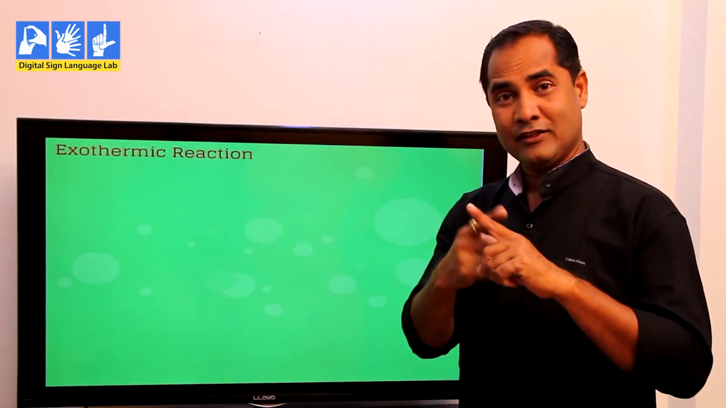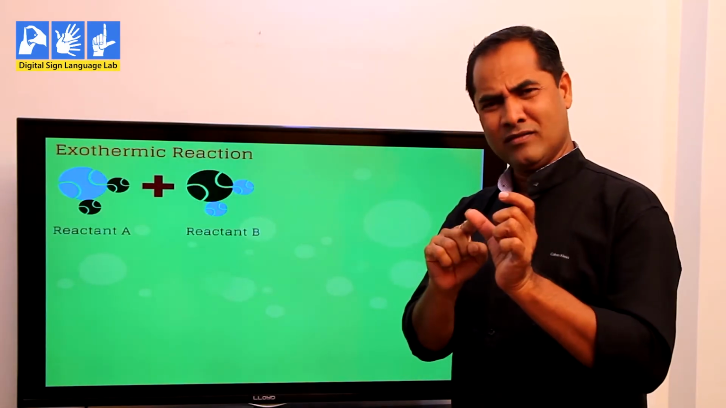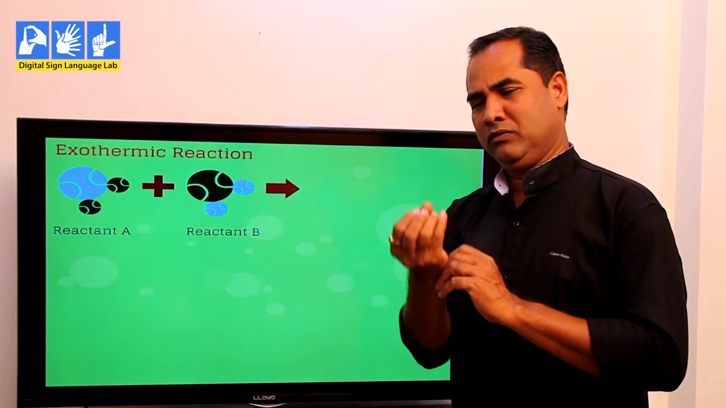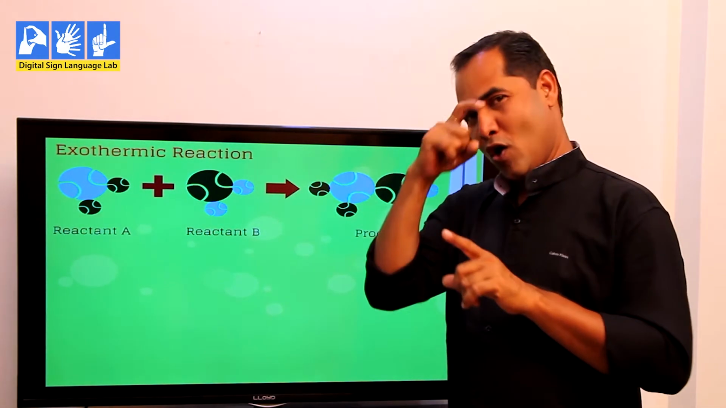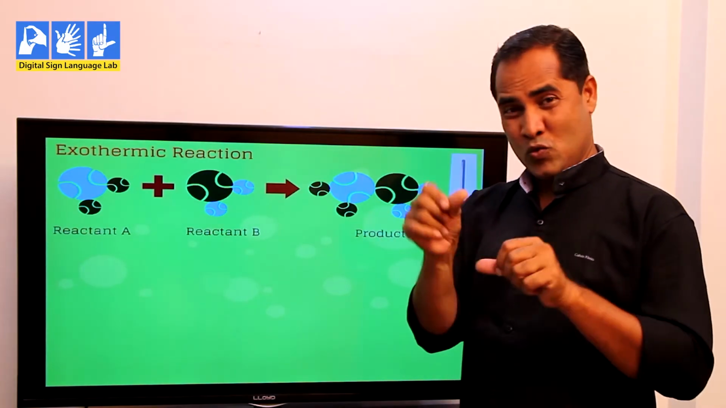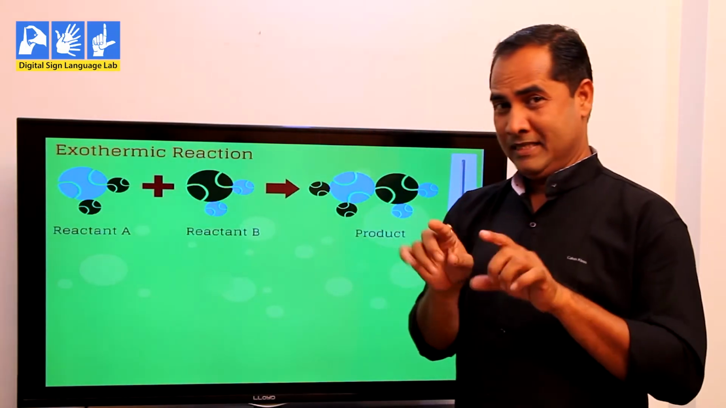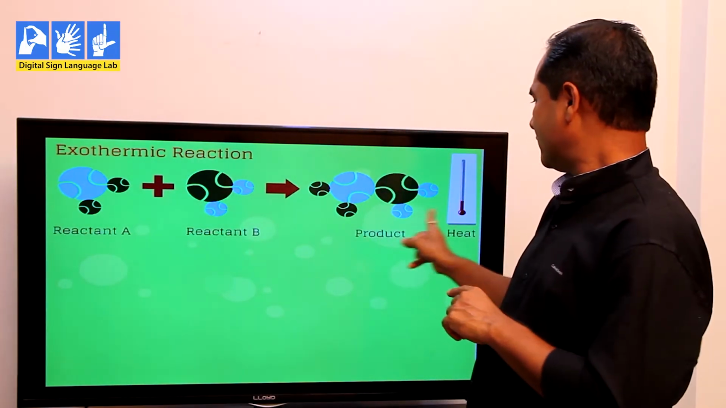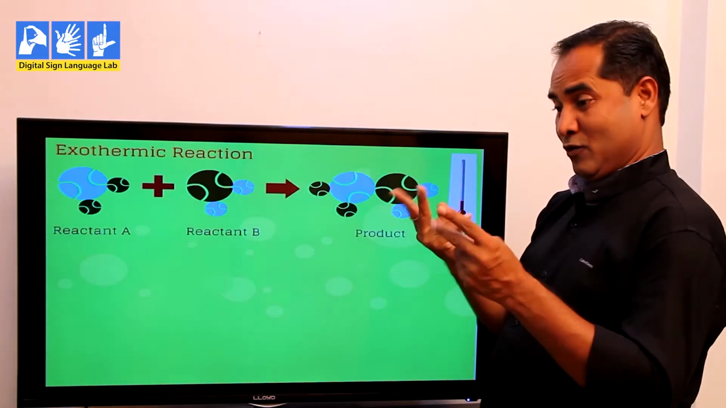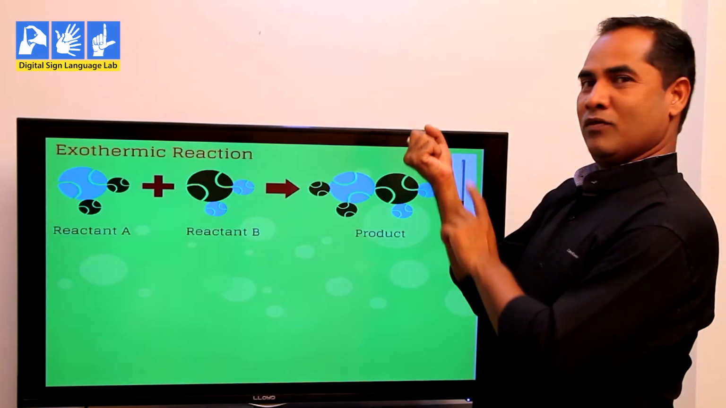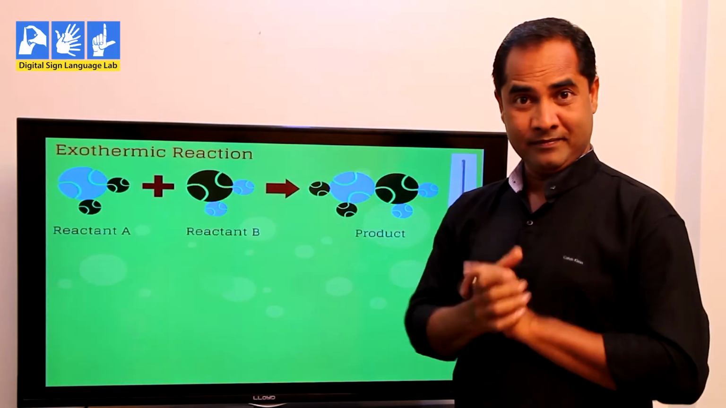Next, we would learn about exothermic reaction. Exo means out or outwards. Thermic means related with heat. So when two chemicals react, heat is released along with the product.